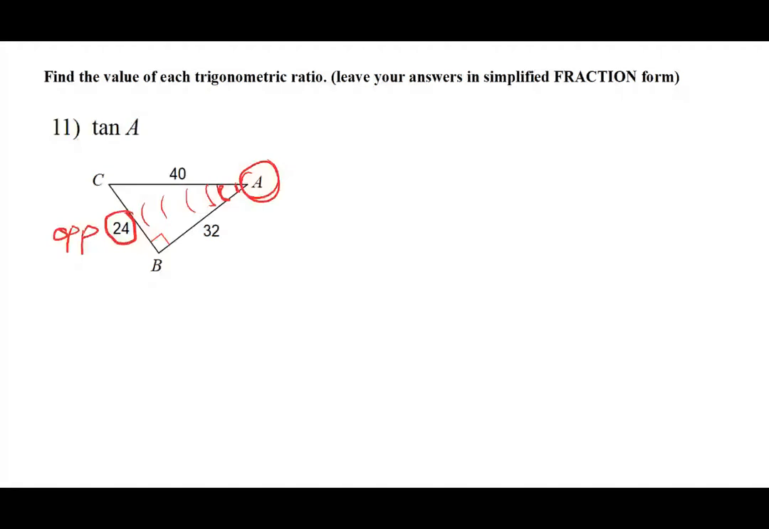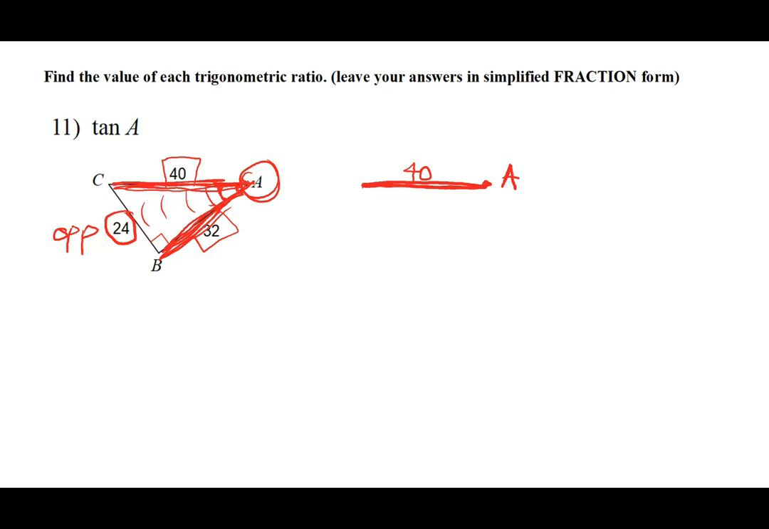Gotta know these things, okay? So opposite side is always across from the angle. And then you have two other sides. There's 40 and 32, and 40 and 32, they're both starting from point A.